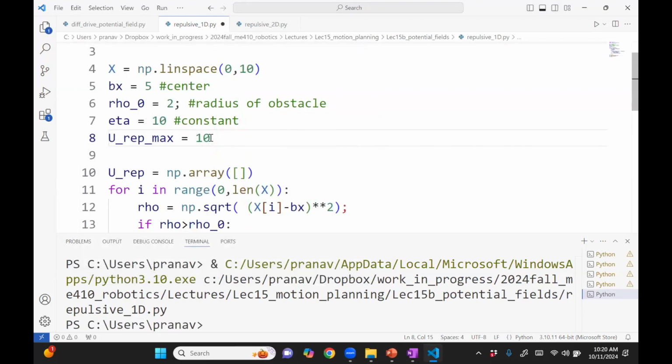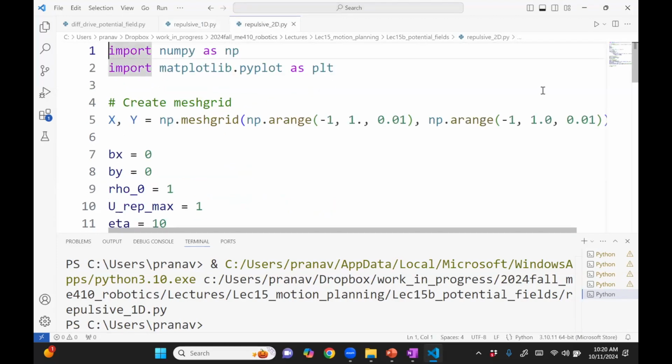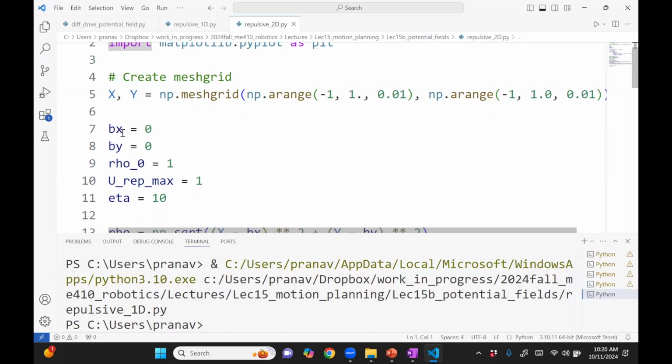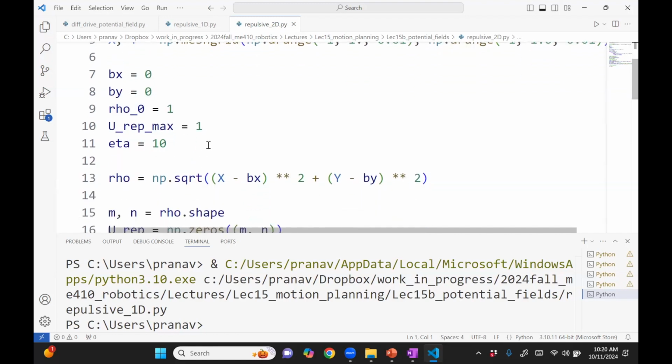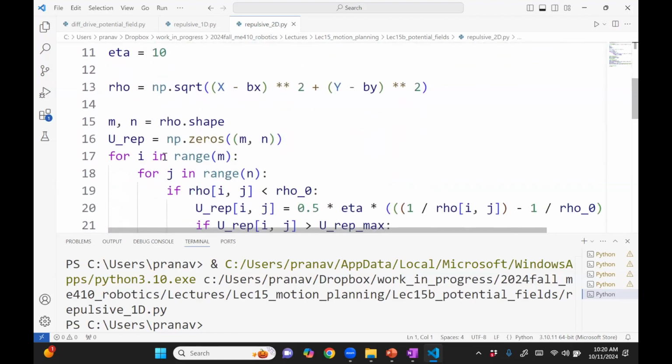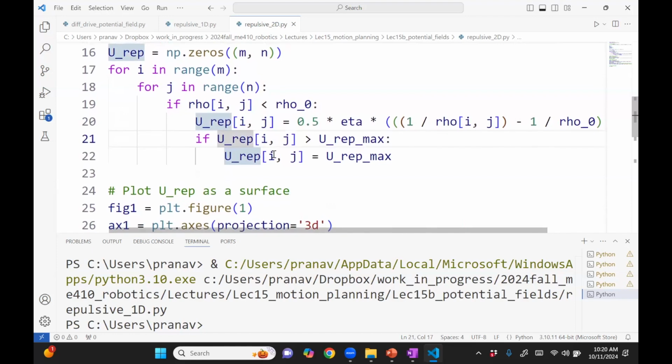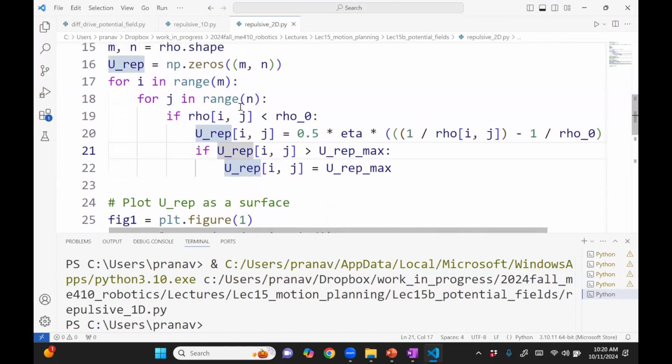Now, I also plotted this in two dimensions. Problems we'll be solving will be two-dimensional. Here I have x and y. I chose the obstacle bx, by to be at the origin. I chose rho, the radius, to be 1. I clip it at 1. Eta is 10. So this is just showing you how to create the field. You basically have a conditional. I put zeros for u rep, but only if it is outside that radius, rho 0, otherwise I use that formula which I wrote down some time back. Okay, so we'll run this.